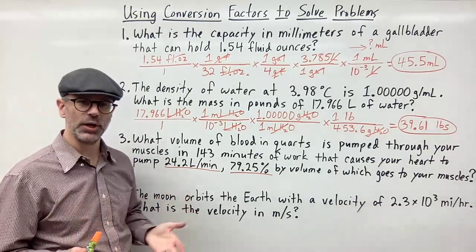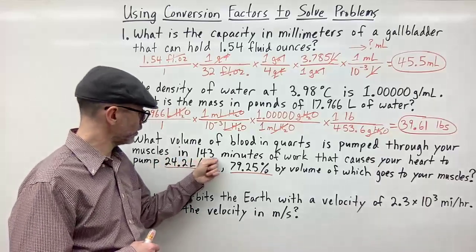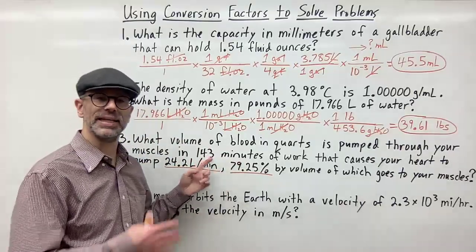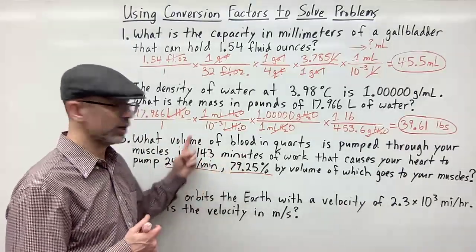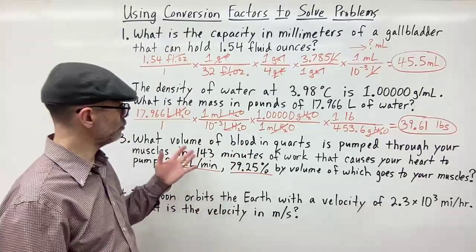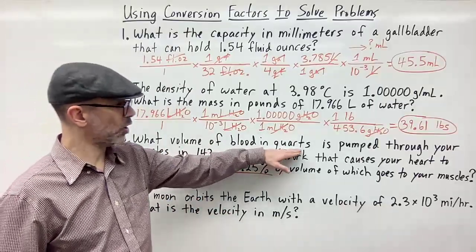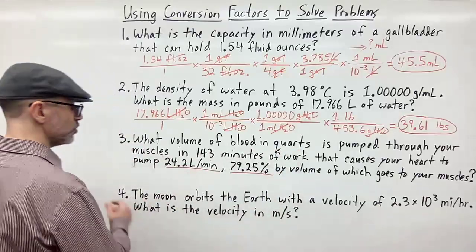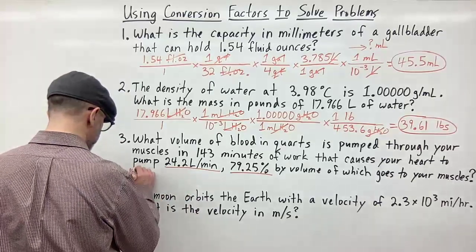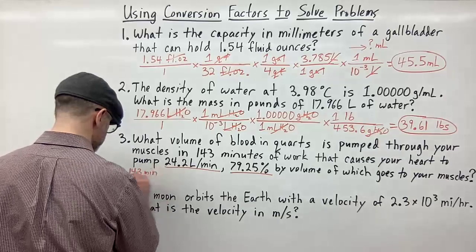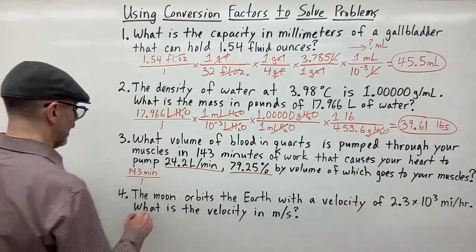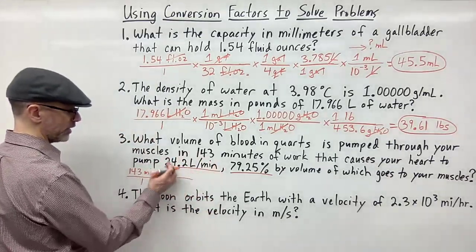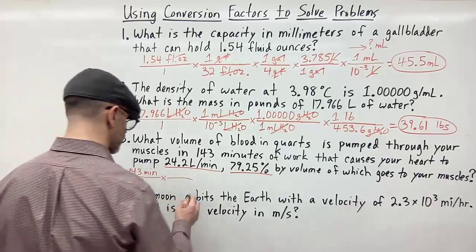Well, what are we going to begin with? They give us 143 minutes. So if you read the rest of the question, we find this 143 minutes that stands by itself. So we're going to start with 143 minutes, and we're going to use our conversion factors to convert to quarts of blood pumped through the muscles. So we're going to start with 143 minutes. And we want to convert minutes to something else. Right away, we can use our conversion factor of minutes related to liters. So let's go ahead and do that.